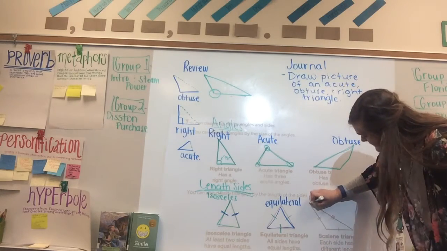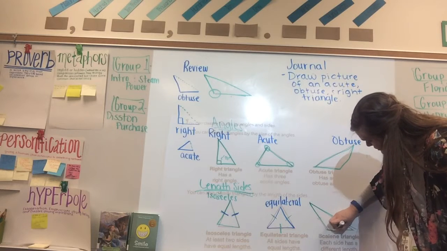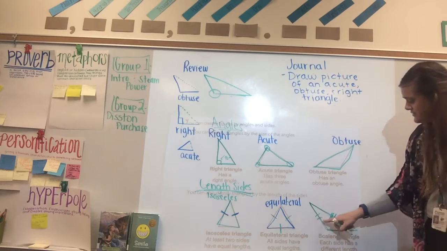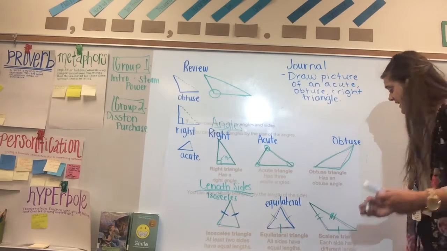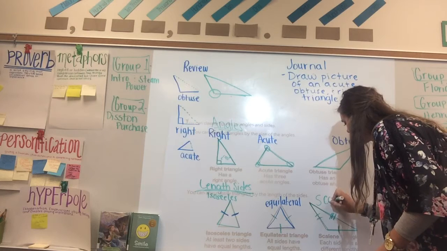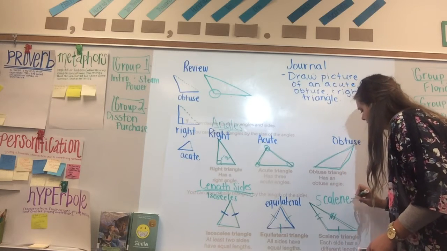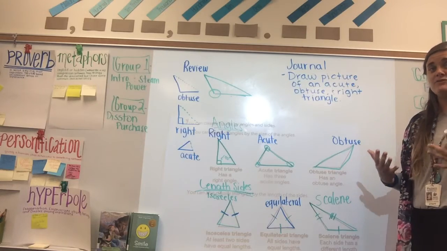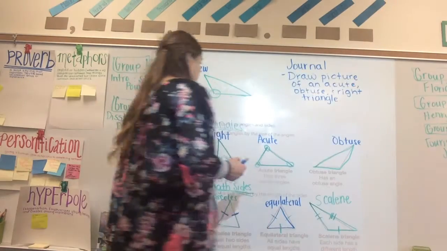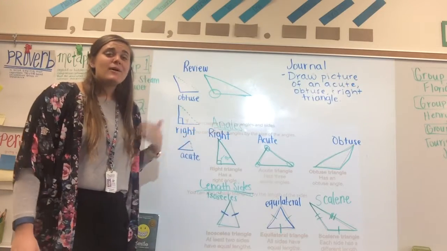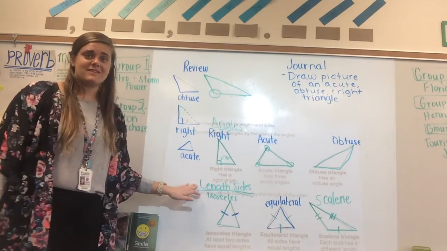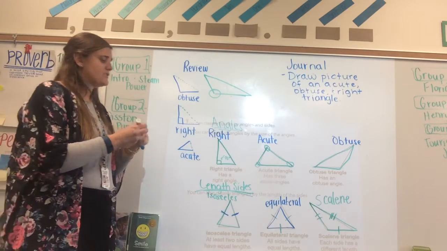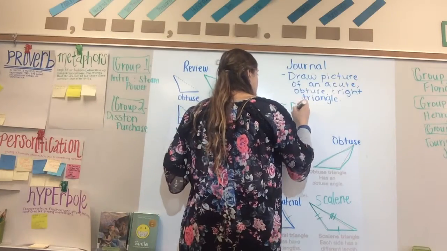Now, if none of the sides are the same, which is shown by these marks, notice it's 1, 2, 3, showing that all of the sides are different. This is called a scalene triangle. So you've learned about two different ways to name triangles. You either name them by the angle that they're represented with, or you name them by the length of the sides.